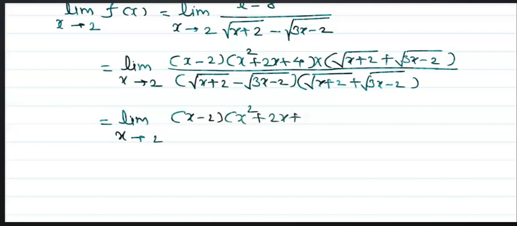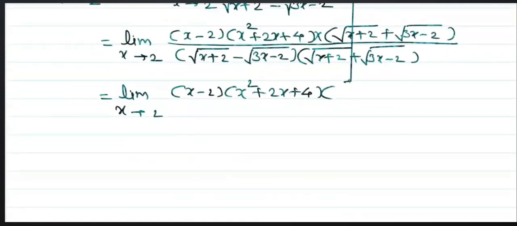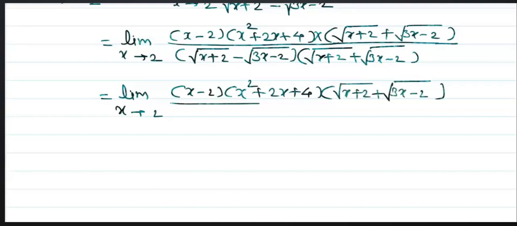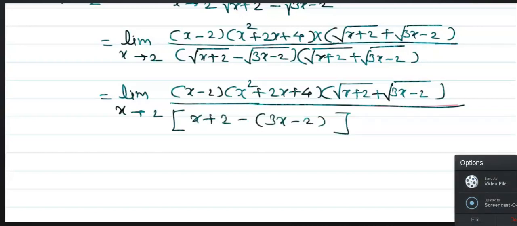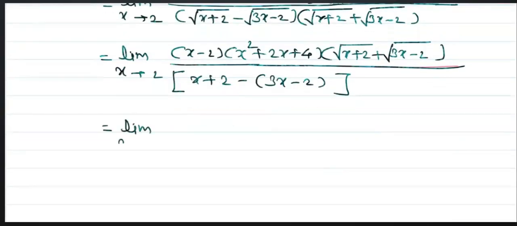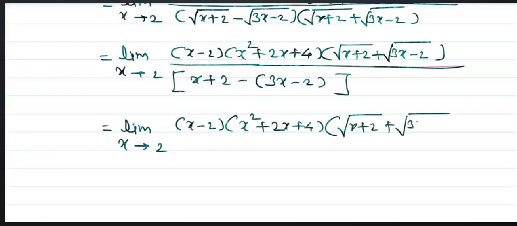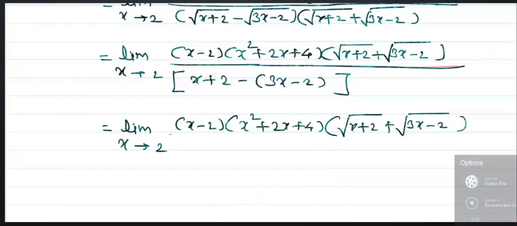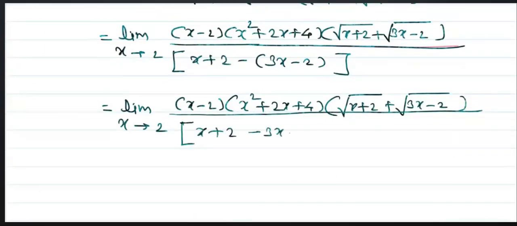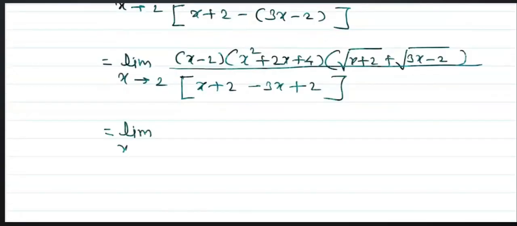That is limit x tends to 2, (x minus 2)(x square plus 2x plus 4)(root of x plus 2 plus root of 3x minus 2) upon (x plus 2) minus (3x minus 2). Now evaluate this.